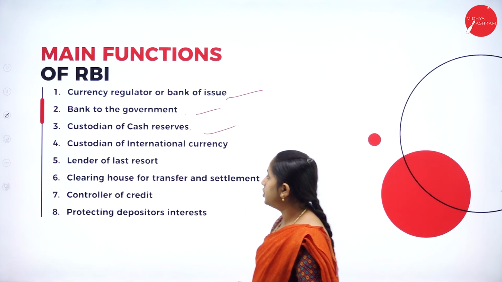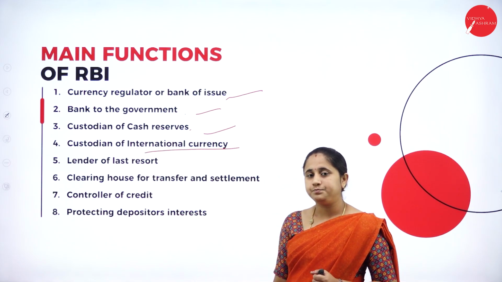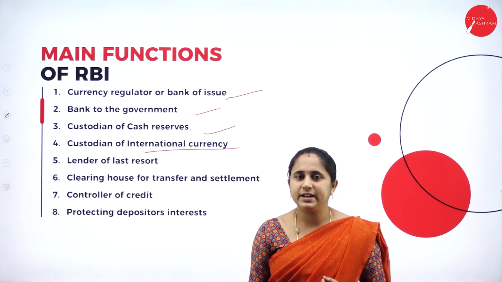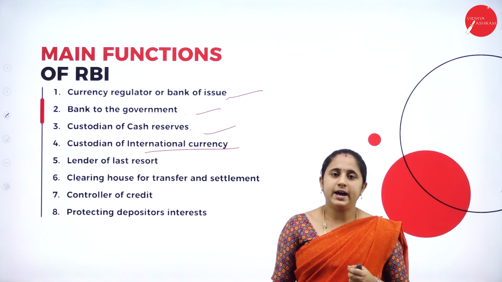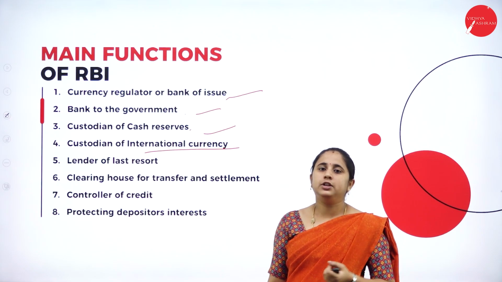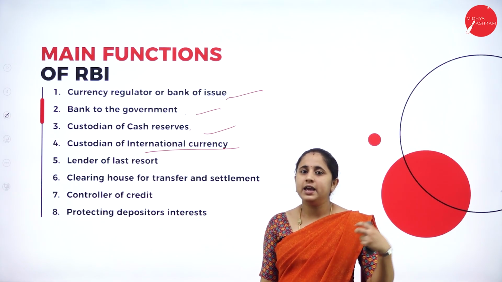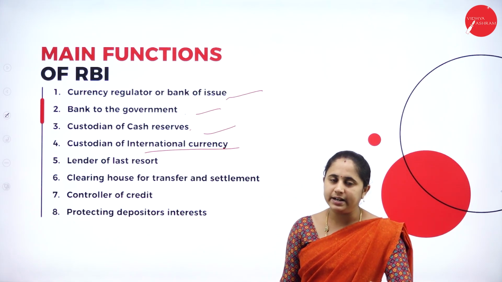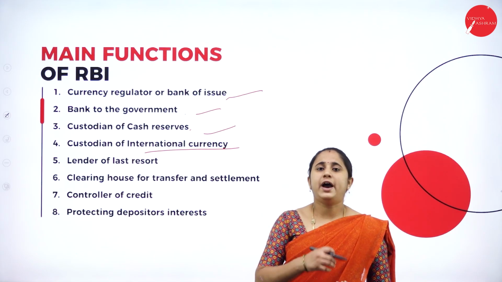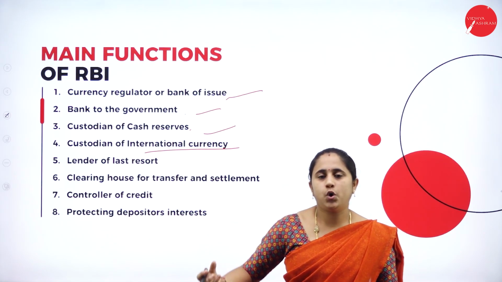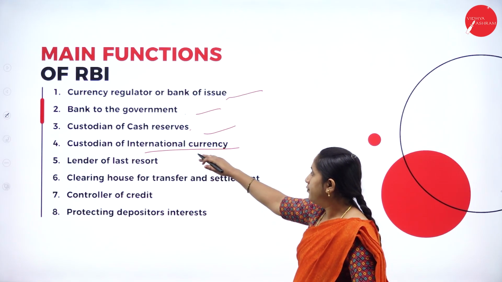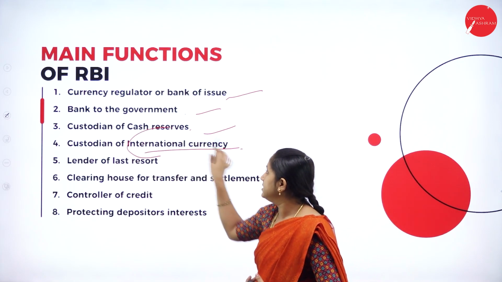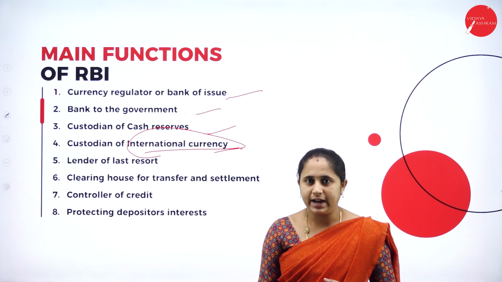So next one is custodian of international currency. When we deal with other countries while exporting and importing goods, we need to deal with their currencies. So for that, in order to pay money and in order to accept money from the other country, RBI acts as a custodian. RBI is going to pay money to the other countries on behalf of us. So they are going to pay in their currency. RBI is a custodian for foreign currency or international currency. So they hold international currency in order to make payments to the other countries.